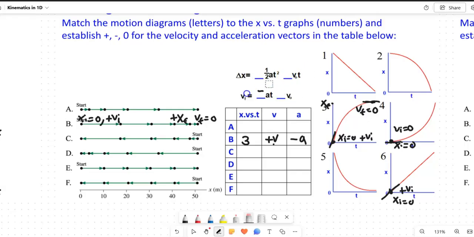Let's go ahead and do A. Or actually, hold on. Let's try doing number 1. Number 1 starts out with an initial position that is positive, so that'll be the positive 50, and the slope of that line is negative.